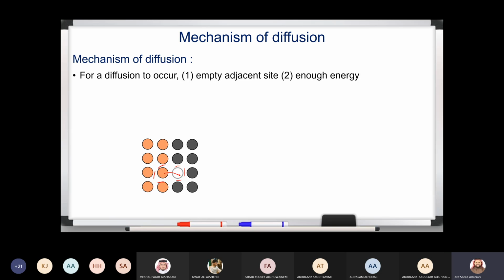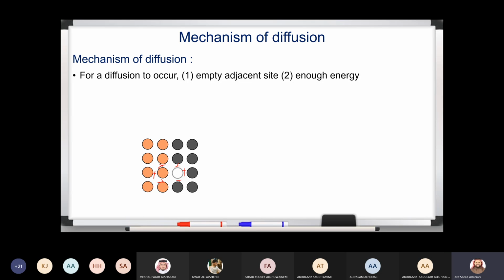So if there is no space here, then this atom cannot move anywhere, okay? So this is the first thing. And the second thing, if the atom doesn't have energy to break the bonds and form new bonds here, then basically diffusion will not happen. So these are the two essential rules for diffusion to happen: empty adjacent site, and it has to have enough energy.